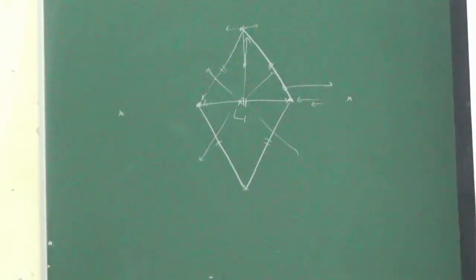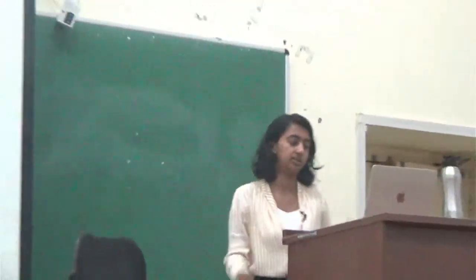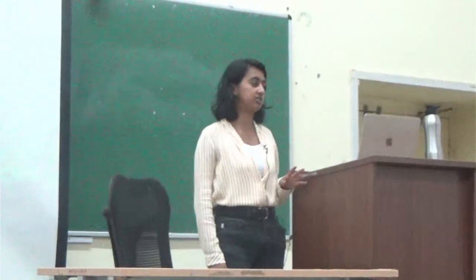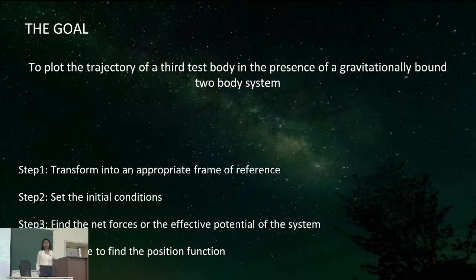Now why are these equilibrium points? That also we will look at the end. Okay, so now what is our goal? We want to plot the trajectory of the third test body in the presence of a gravitationally bound two-body system. So we have a gravitationally bound two-body system, and the third is the test mass. If you put this test mass at random points in the presence of these two, how will it move?